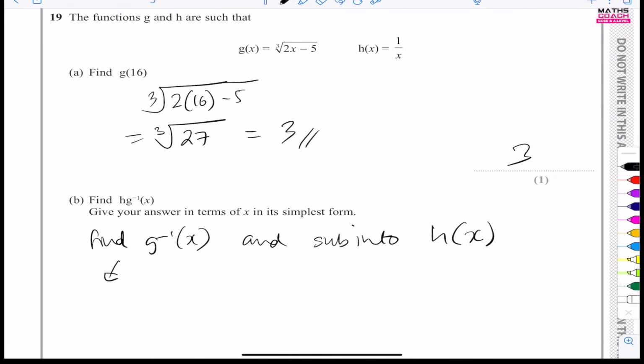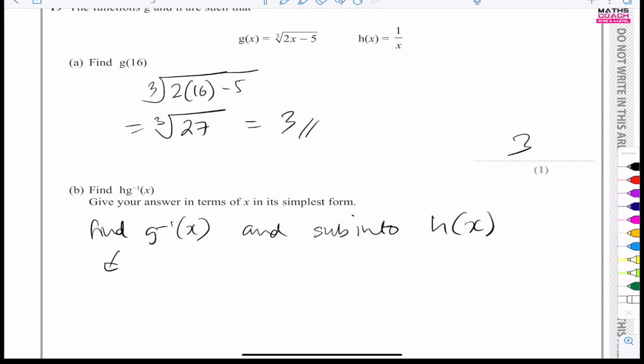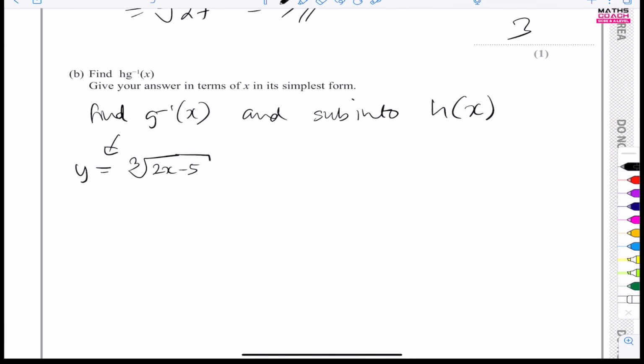So to find G inverse, we're going to use the formula here, but instead of this, we're going to call this a y. So we're going to have y is equal to the cube root of 2x minus 5. And we're going to make x the subject. So we're going to cube both sides. So y cubed, we'll get rid of this cube root on the other side. So 2x minus 5. And we're going to take the 5 over. So y cubed plus 5. And then we're going to divide it by 2. And then x is on its own.